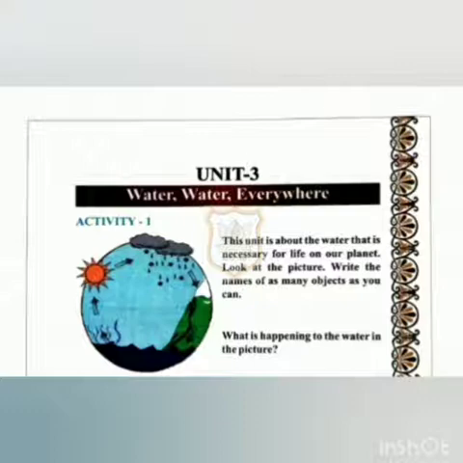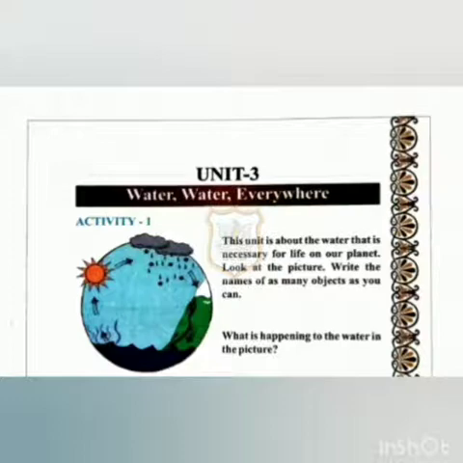So moving on to activity number 1, this unit is about the water that is necessary for life on our planet. Look at this picture. Write the names of as many objects as you can. So here is a picture given, that is our planet Earth, and you have to write the names of objects that you can see. The objects that you can see in this picture are sun, clouds, rain, sea, water, evaporation, river, highland.